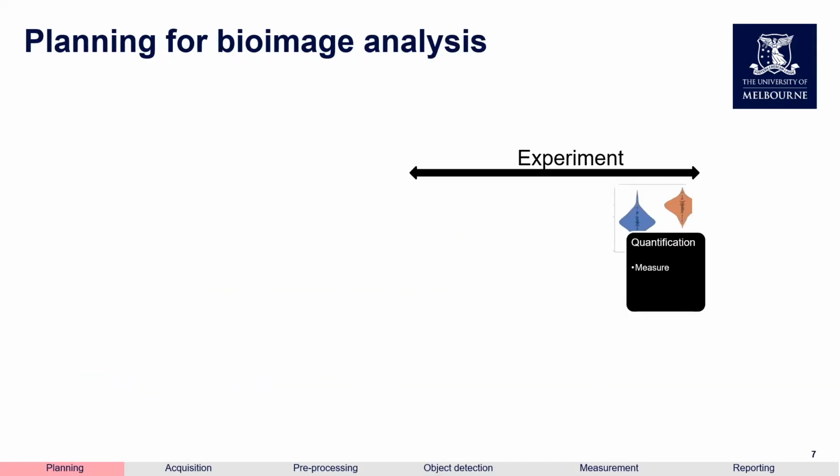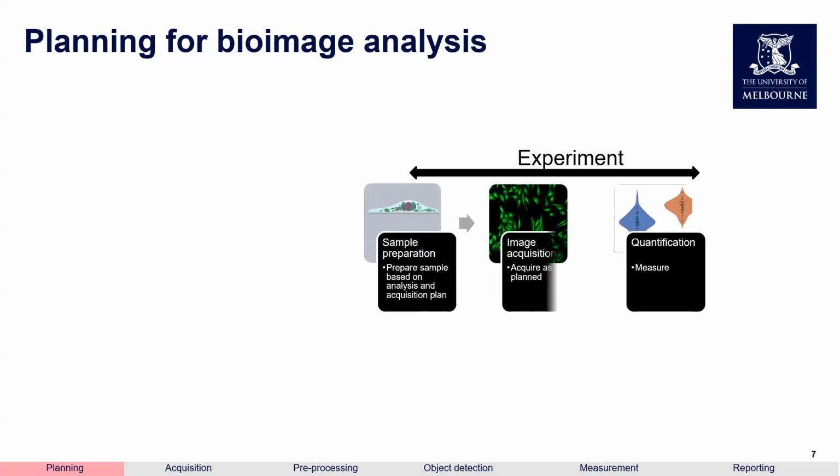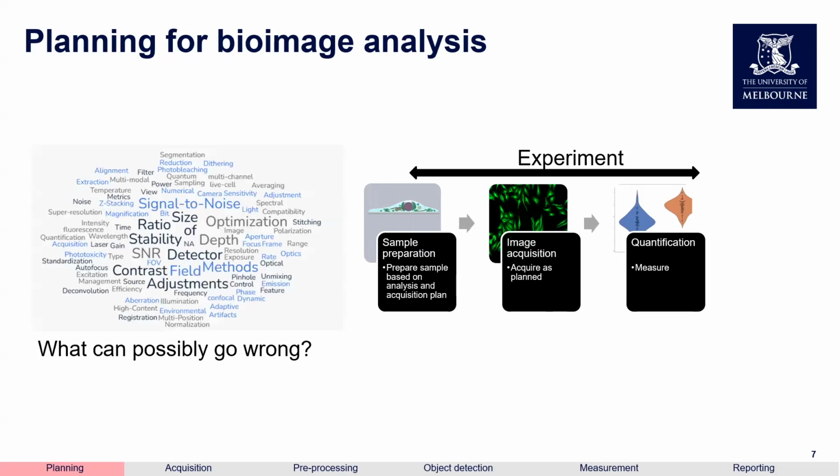But the thing is that image analysis actually sits at the end of the experimental workflow, because we still need to prepare the sample and acquire the image first. Also, as microscopy and image analysis techniques become more sophisticated, there's much more to consider. The most common mistake is neglecting this complexity, which then leads to incorrect analysis or having to repeat the entire experiment. So we need good planning to avoid this.